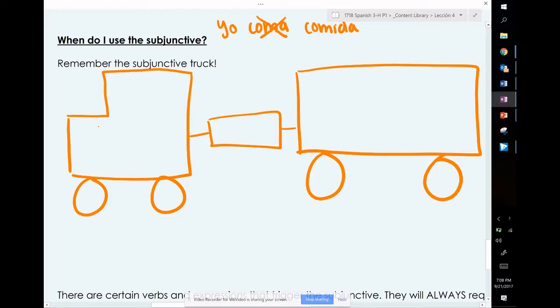Think about it like a math formula. You have to plug each component into the formula. So our little formula for writing sentences using the subjunctive is the subjunctive truck. Okay, and that's why I have this beautiful drawing of a truck on my screen.